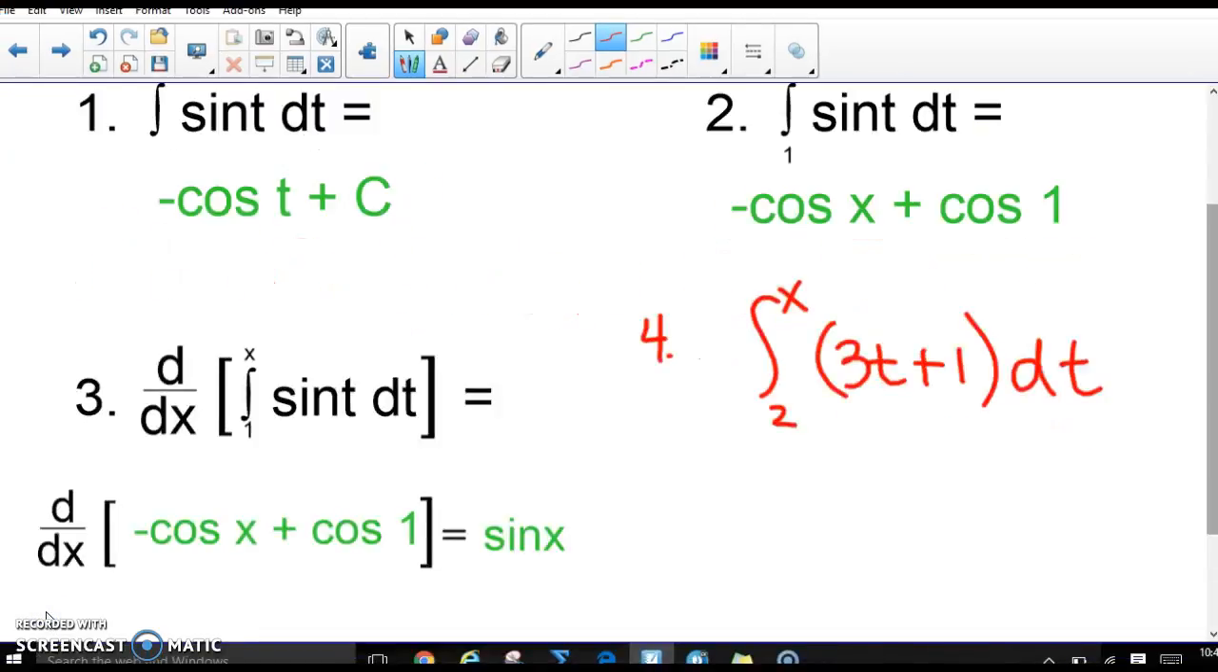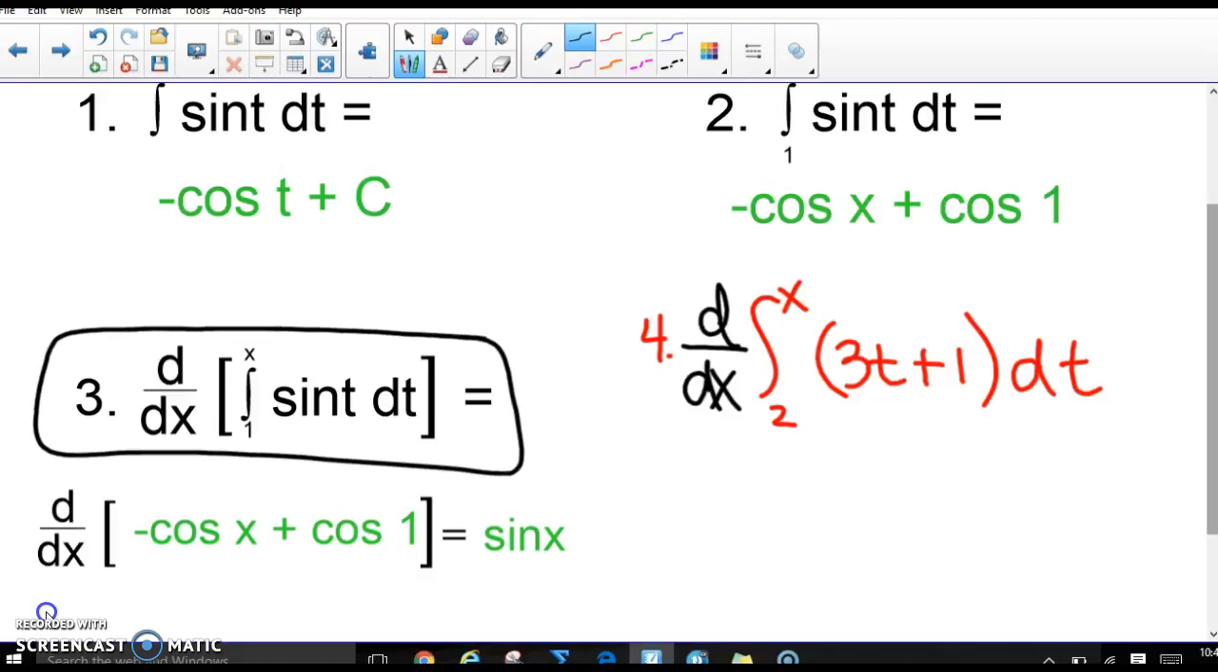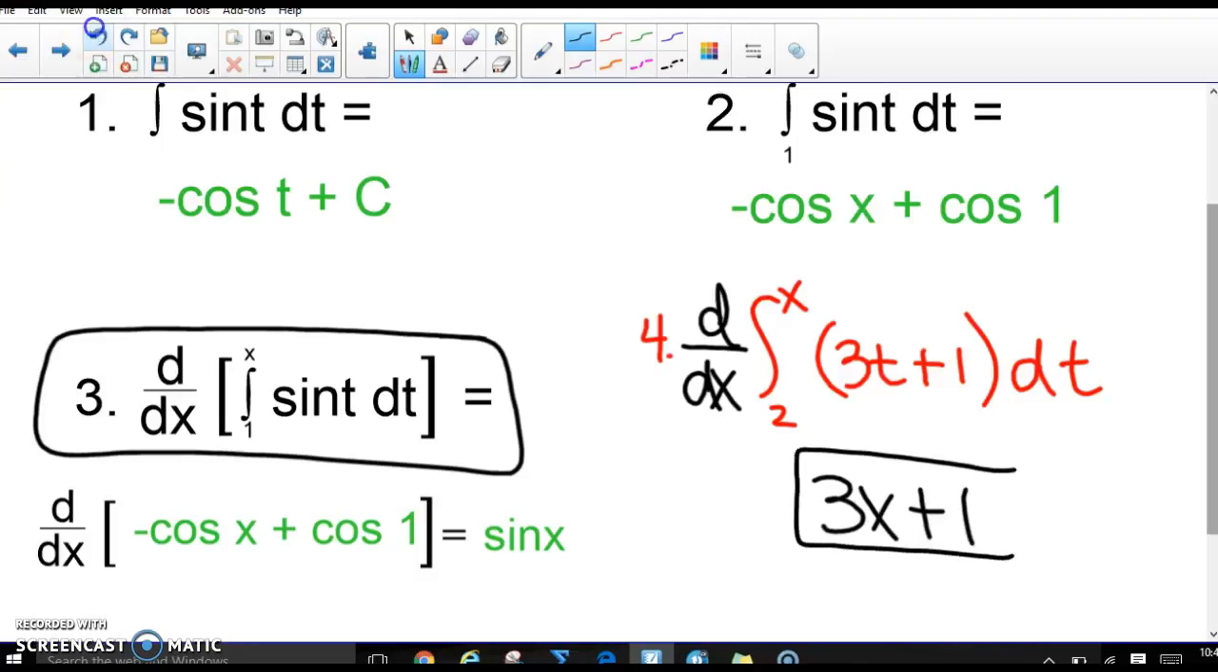What do you think the answer would be if I had asked you to take the derivative of this definite integral? If we use the pattern that we just had from problem 3, the derivative with respect to x, going from a constant to that variable x, but on a function that's written in terms of t, it's going to be the original function, but instead of written in terms of t, it's going to be in terms of x.